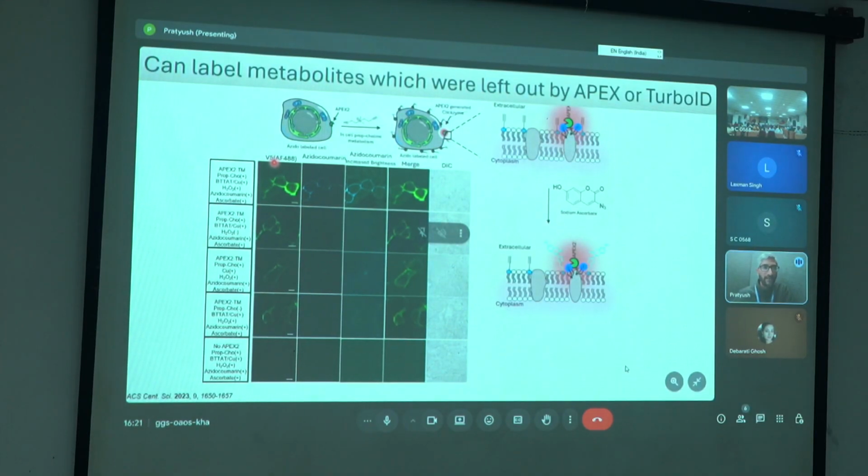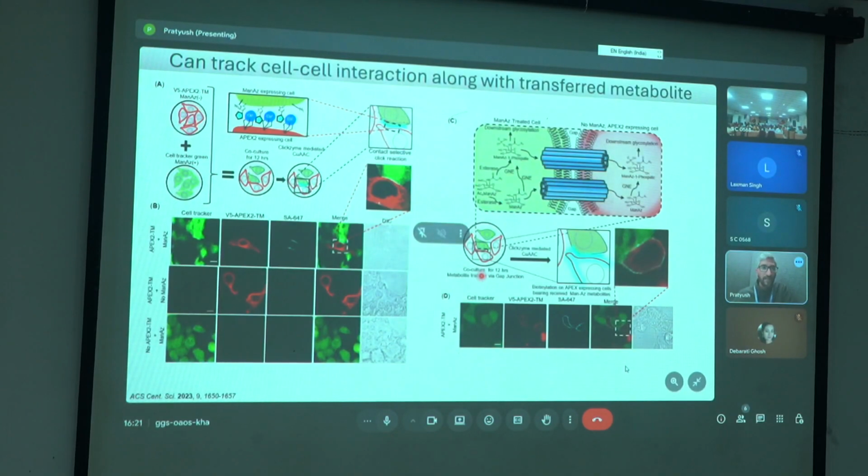And as you can see on the top lane, when propargyl choline, BTTAA, copper and peroxide all were provided, the lipids were lit up with the sodium ascorbate and azidocoumarin fluorescence. While when any of these things were missing, we did not see any signal. So it can be a tool to study metabolome as well.